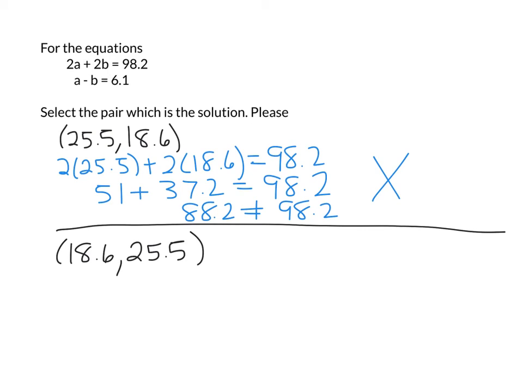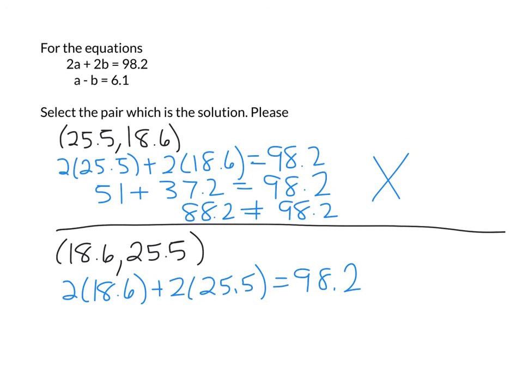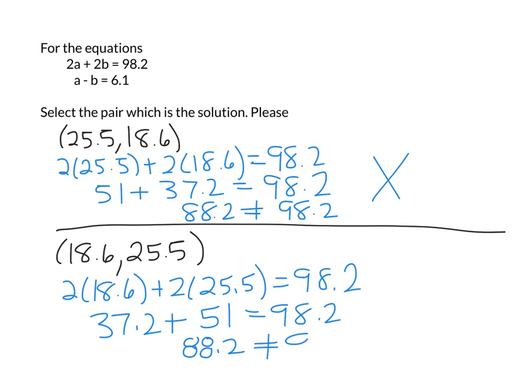So going to our last pair, we're going to substitute in the first equation 2 times 18.6 plus 2 times 25.5, and we're going to test and see if that's equal to 98.2. It's going to be 37.2 plus 51, and again when we add those together it gives us 88.2, which is not equal to 98.2. Doesn't satisfy the first equation, so it doesn't matter if it satisfies the second, it is not a solution.